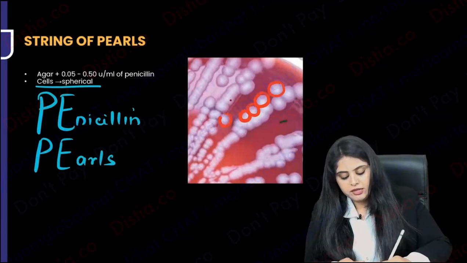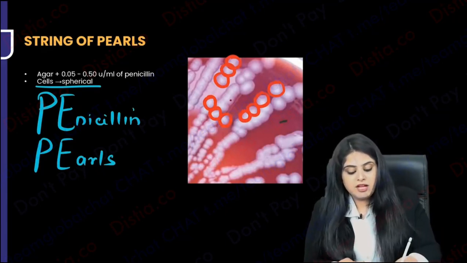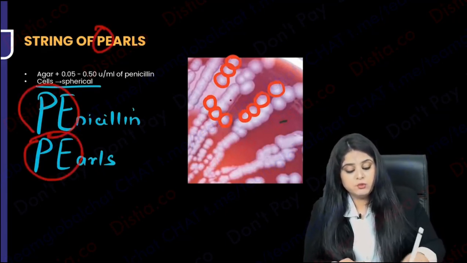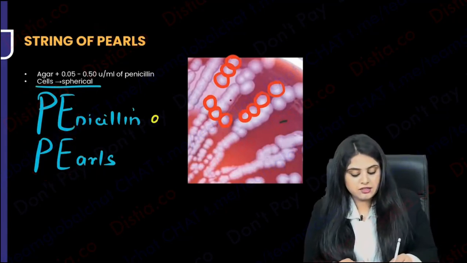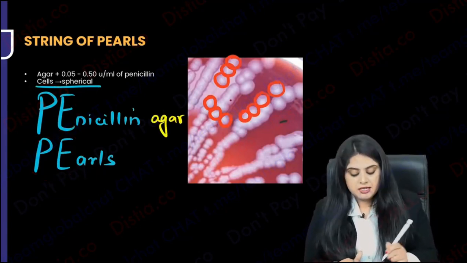Can you see? It's looking like a beautiful pearl string, the pearl string that women wear. So remember, if you have PE for pearls, this means you have used PE for penicillin agar. That is how I have learnt it. So that is done too. Moving on to the next.